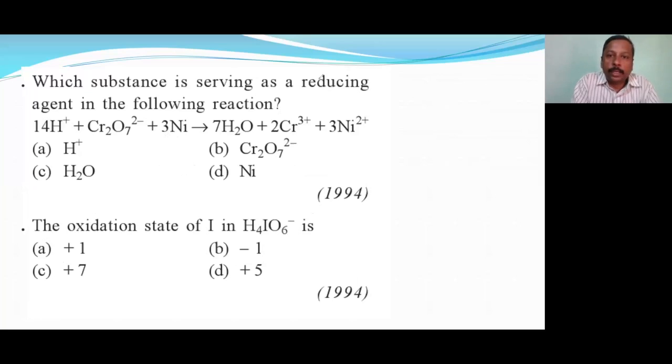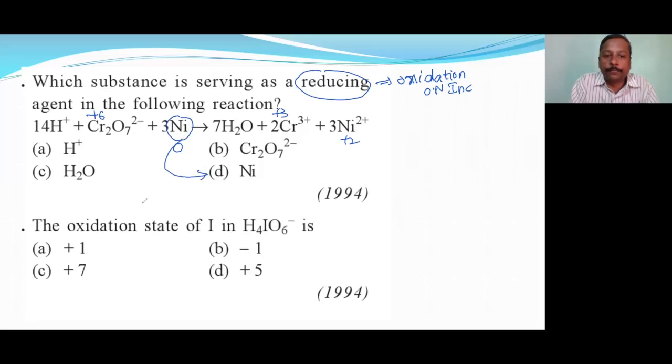Simple. A reducing agent should undergo oxidation. Oxidation means the oxidation number should increase. Here, very simple: nickel's oxidation number is changing from 0 to +2, and chromium is changing from +6 to +3. So chromium is undergoing reduction, nickel is undergoing oxidation. The substance which is undergoing oxidation will act as a reducing agent. So option D is correct.